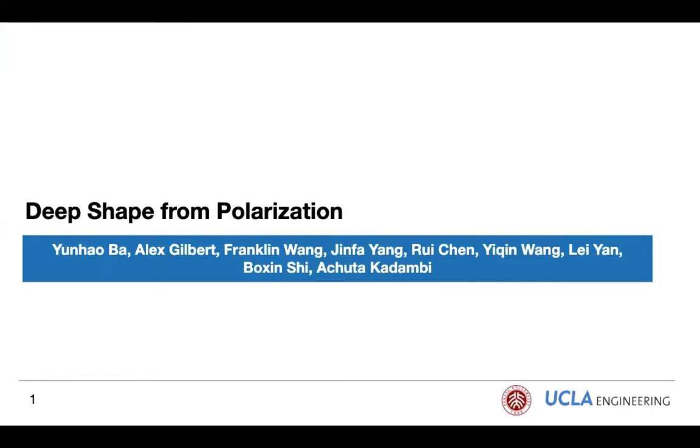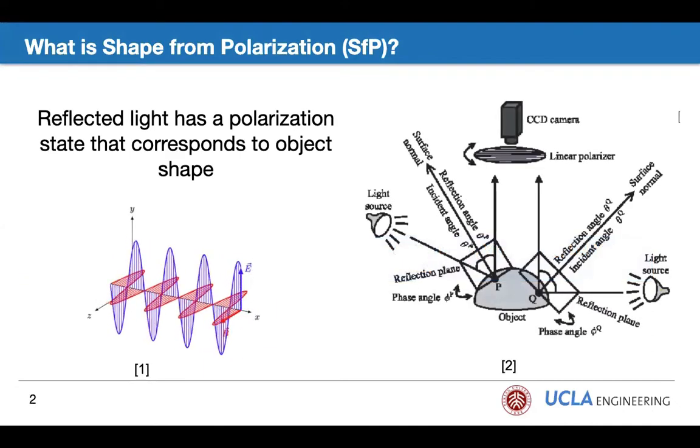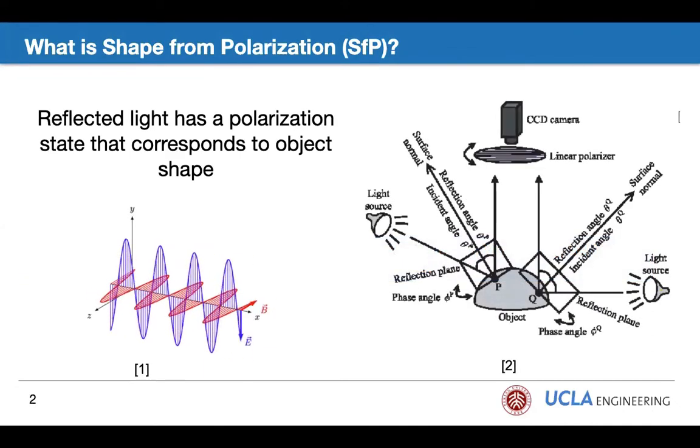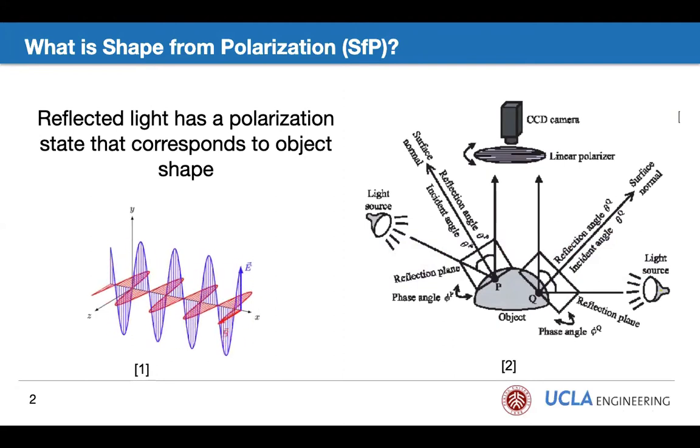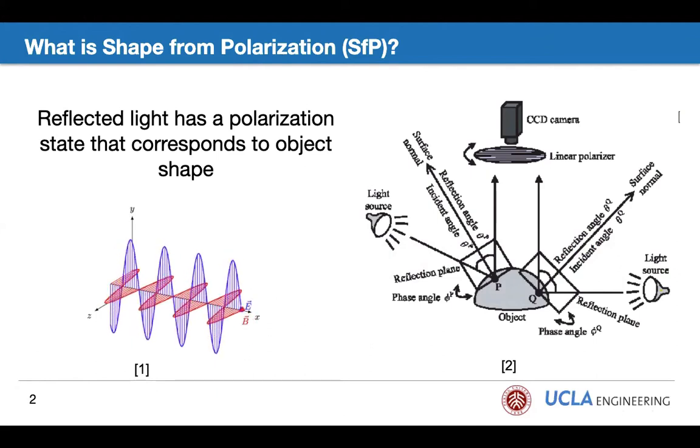Hi, today we'll be introducing our work, Deep Shape from Polarization, where we re-examine the classical physics-based shape from polarization problem with a new perspective from physics-based deep learning. What is shape from polarization? SFP takes advantage of the fact that light reflected from an object becomes partially linearly polarized. The Fresnel equations relate this polarization to surface geometry.